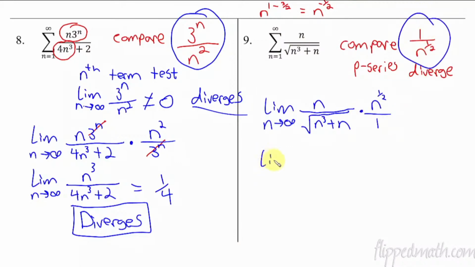This cleans up to the limit as n approaches infinity of n to the 3 halves on top, and on bottom we still have the square root of n cubed plus n. Now this part doesn't really matter. N to the 3 halves is the same thing as the square root of n cubed. So this equals 1, which is finite and positive. Therefore, they are both doing the same thing, which was diverging. So this one also diverges.